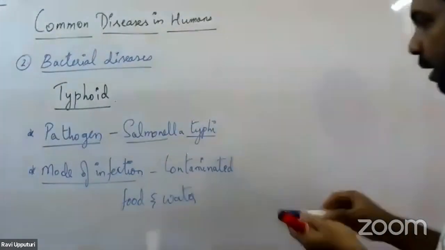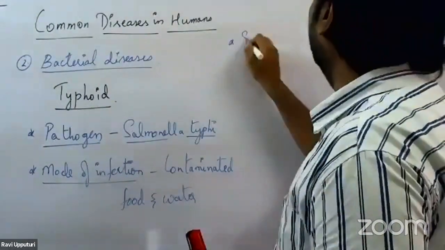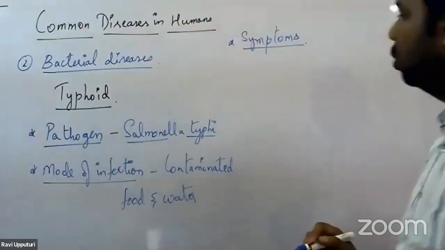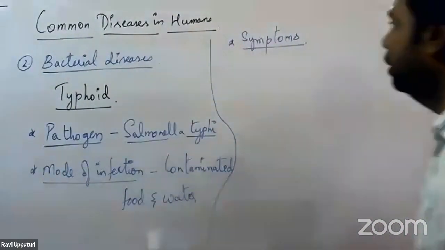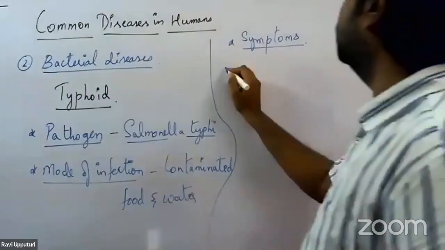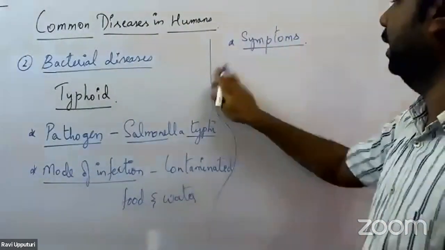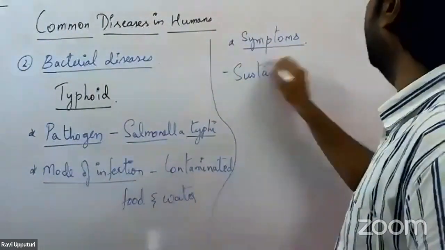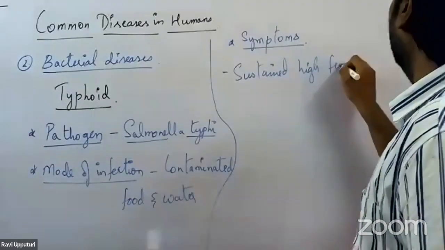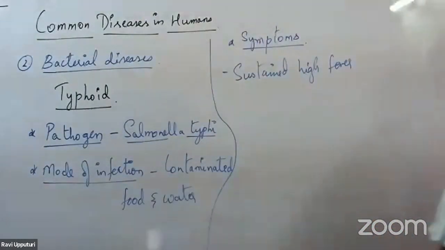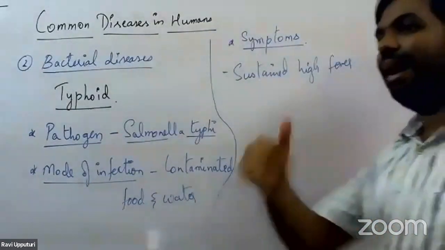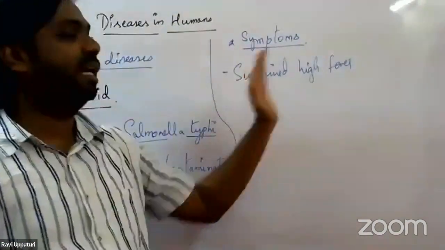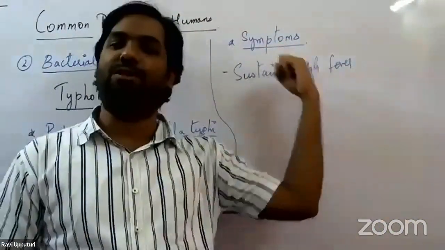Now, what are the symptoms that are associated with this particular disease? Right, so let's take up the symptoms. The first and major symptom associated with Salmonella typhi is sustained high fever. Now, what do we mean by sustained high fever? Sustained is for a long period of time, right? So with high fever, the body temperature would be very high continuously for a few days. Sustained high fever is one of the most common symptoms associated with this sort of disease.